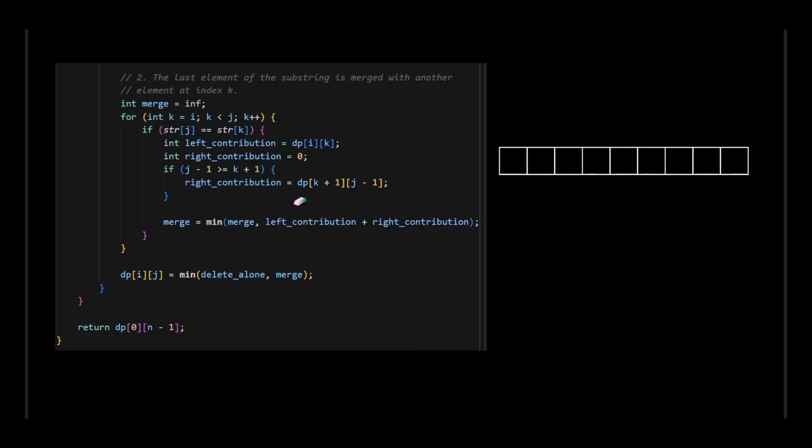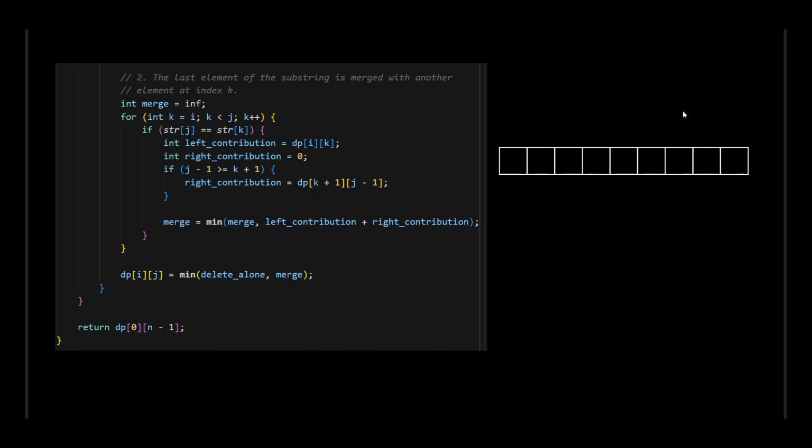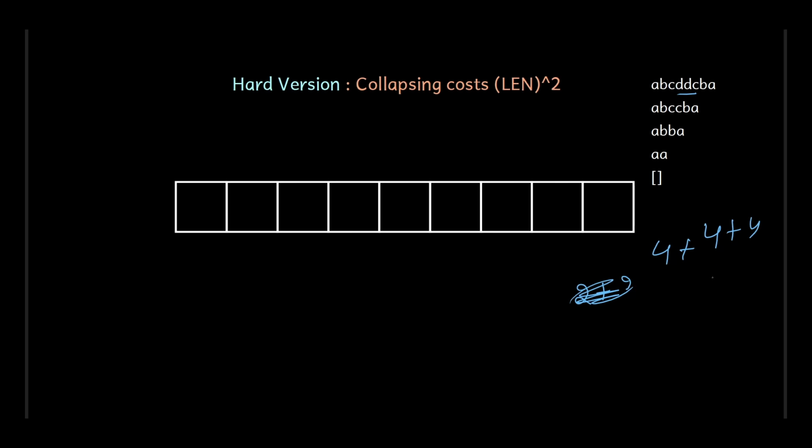In this version, we have that same concept where you have to collapse the string, but every time you do the collapse, you have to pay the cost of the number of elements that you are collapsing, squared, the length squared. So for example, if you want to collapse D and D, the cost would be 4. And if you want to collapse C and C, the cost would be 4. And here also the cost would be 4, and 4, and 4. So the total cost is 16.